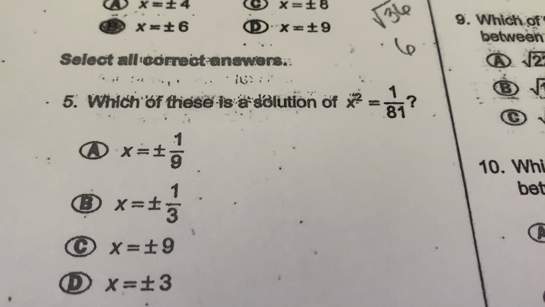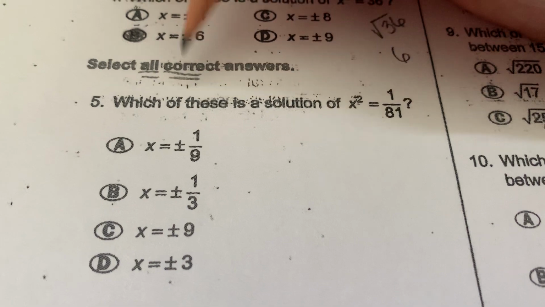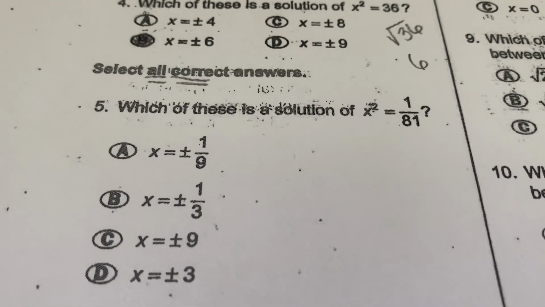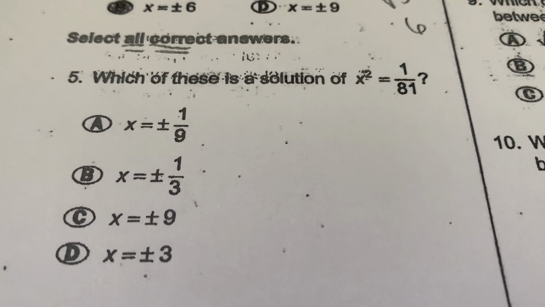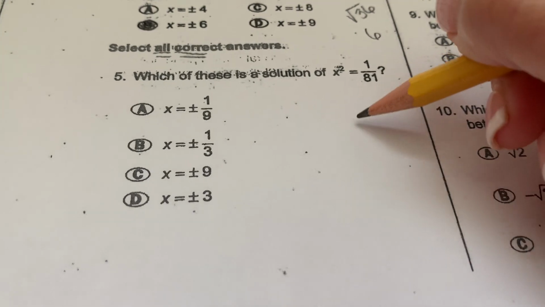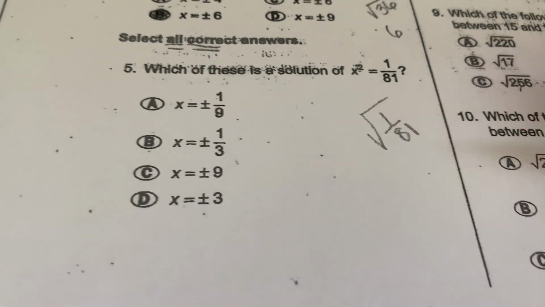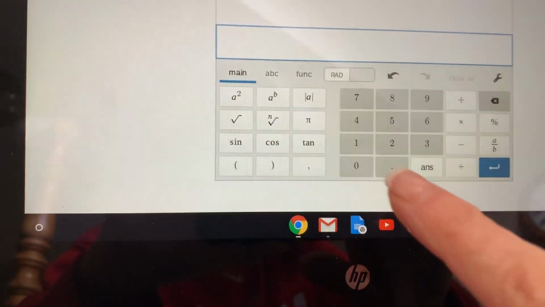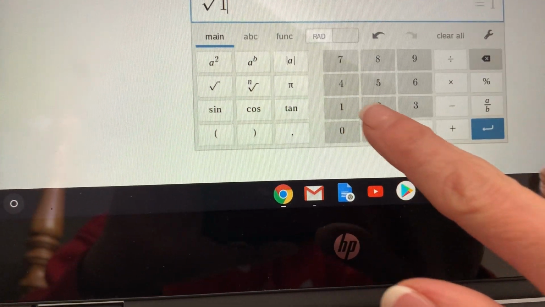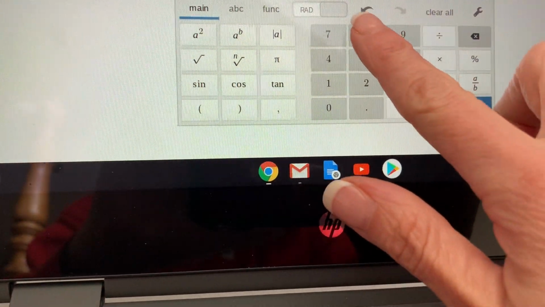Okay, number 5. Now we're to the section that says select all the correct answers. So there may be more than one answer. Which of these is a solution of x squared equals 1 over the square root of 81? So we have to do the square root of 1 over 81. Let's go to our calculator, clear all this out, and we're going to do the square root of 1, and then divide it by 81.